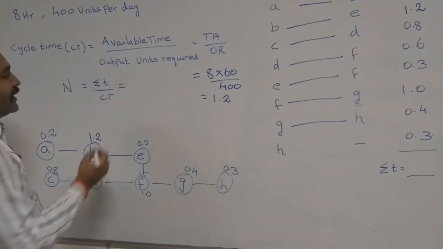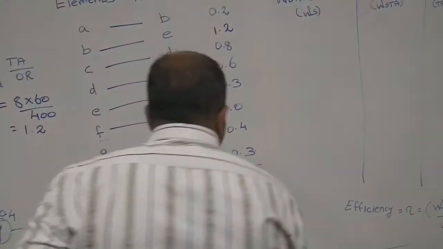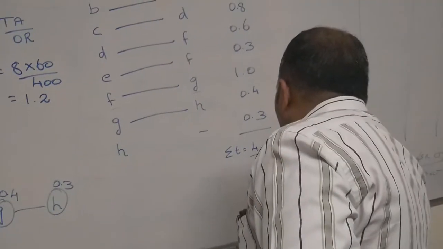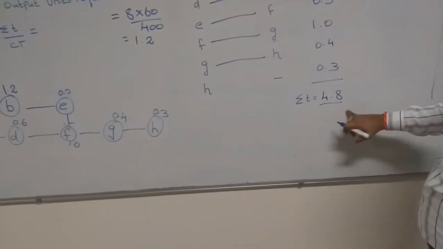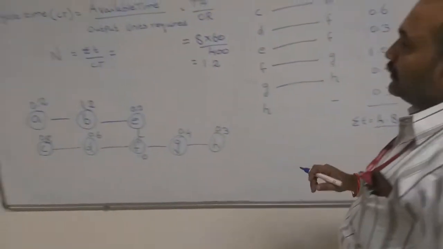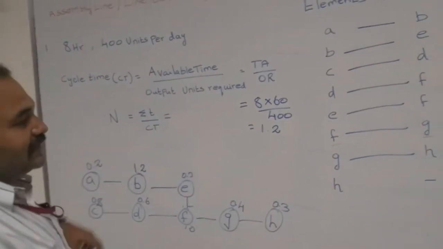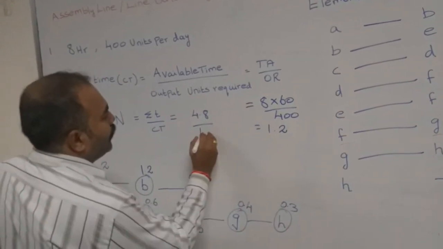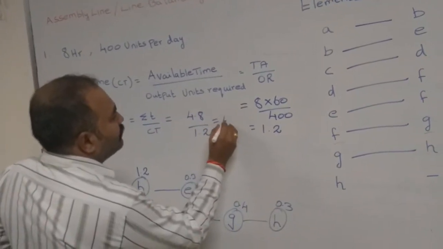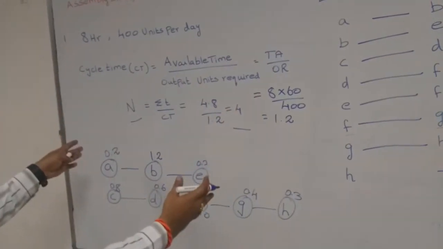What are you going to calculate next? The sigma t. Sigma t is equal to the sum of all those values, and when you calculate them you will get 4.8. The n value is sigma t by CT. Sigma t is 4.8 divided by 1.2, so the answer will be 4. So your n value will be 4. This is the first part of the problem.